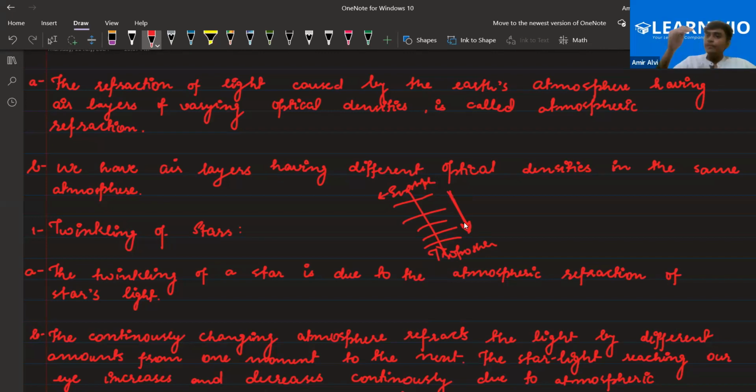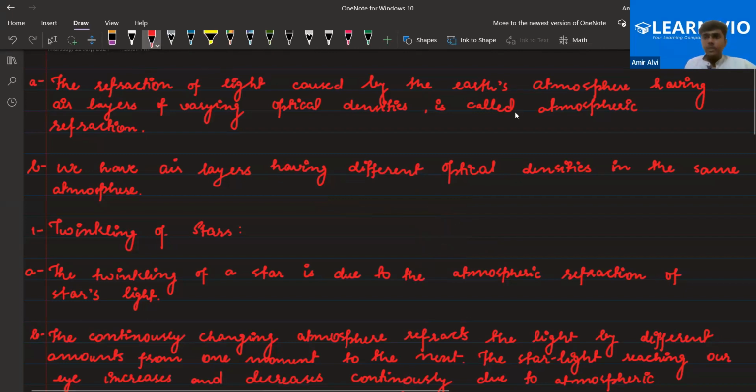It means that the refractive index is increasing. It means that the light ray will bend towards the normal. So if the light ray is coming like this, it will go like this. It will bend towards the normal continuously. That is the reason the stars twinkle. They do not actually twinkle, but this is just an illusion due to atmospheric refraction.